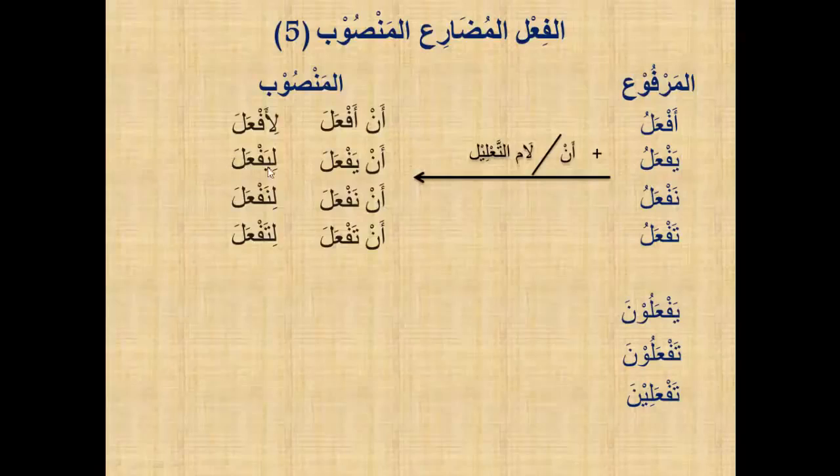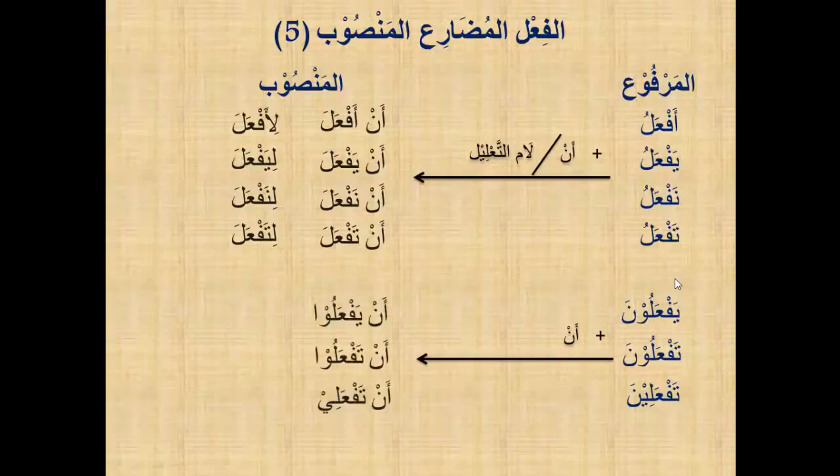letter of the verb. What about the bottom category? Yaf'aluna, taf'aluna, taf'alina. When we add an in front of each verb, we get an yaf'alu, an taf'alu, an taf'ali. And when we add lam ta'lil, we have liyaf'alu, litaf'alu, litaf'ali. What do we observe that has changed? What's different? We've dropped the noon.